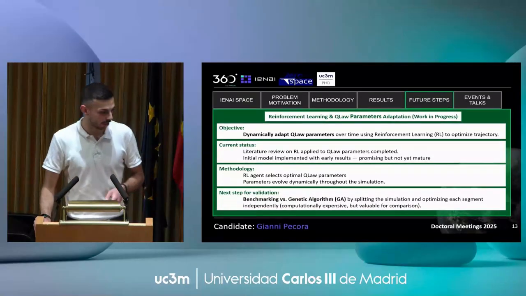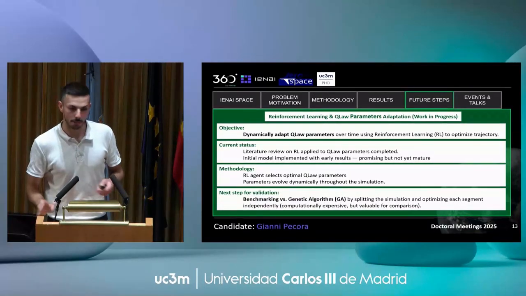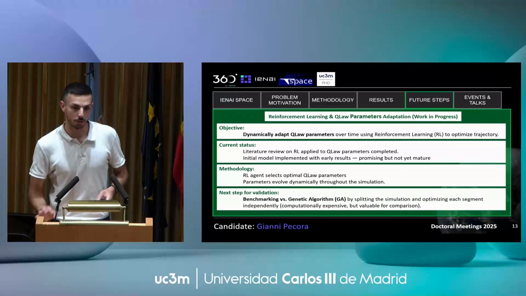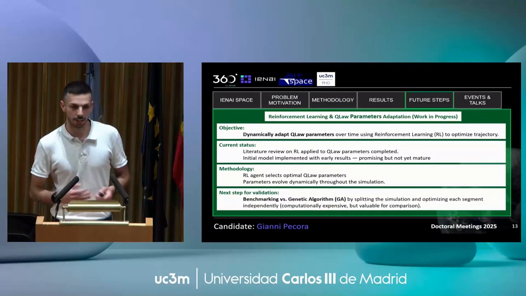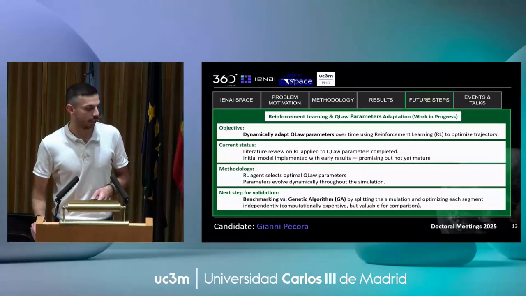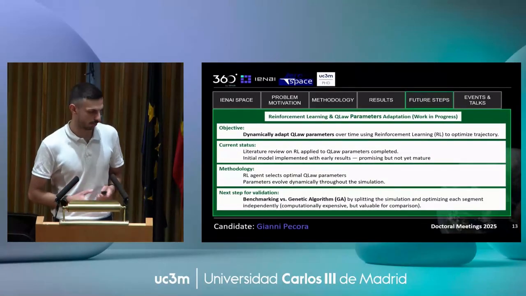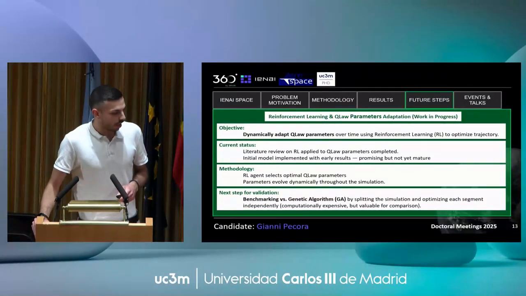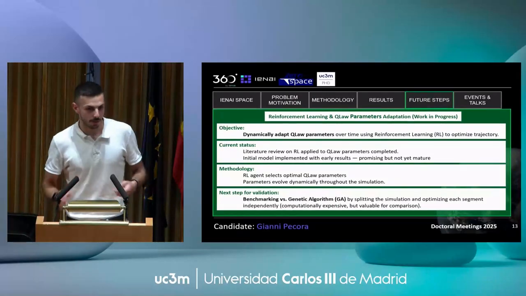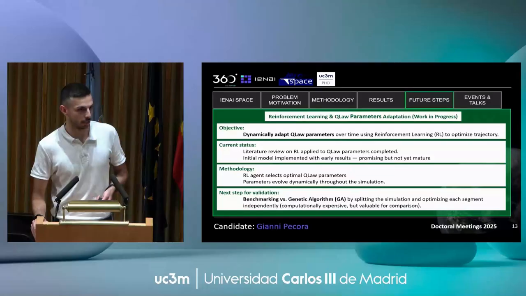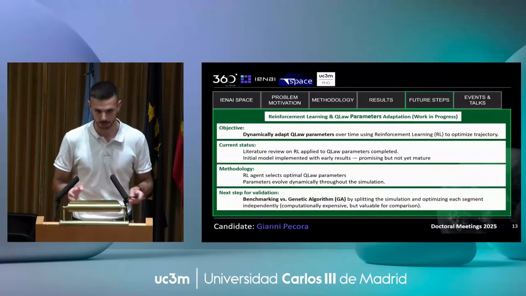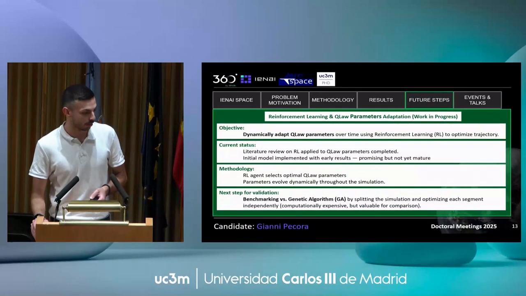Right now, what I'm working on is to dynamically adapt the QLAW parameters and also the thrust effectivity coefficient during the simulation. And I'm doing a literature review on reinforcement learning. And I already created an initial model, and I have some results, but they are not really mature. And the idea is then to do a benchmarking with the genetic algorithm, splitting the simulation and optimizing with the genetic algorithm every single segment. But of course, this is expensive, but it's just for comparison with the reinforcement learning.